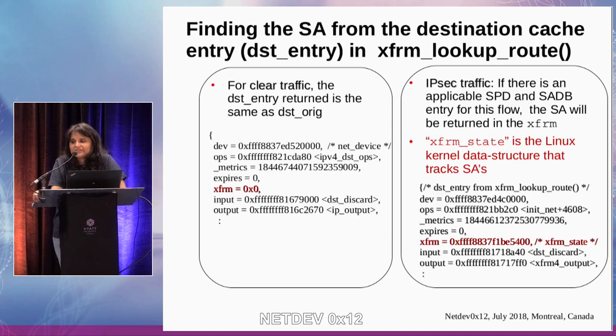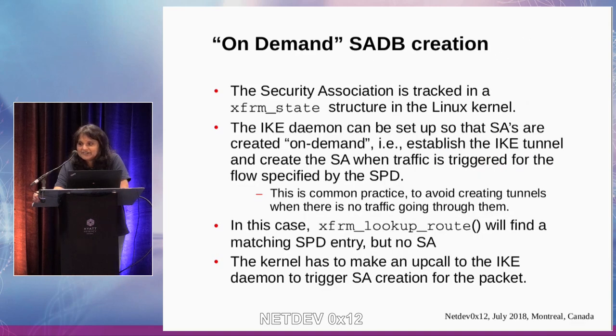In Linux, the security association is stored in a structure called XFRM state, right? And the dest entry is also telling me the next function that should process this is XFRM for output because you need to do IPsec on this packet, right? So how did that XFRM get created, right? We just had a policy. We never created an association. How did that get created? So that is the on-demand SA creation stuff.